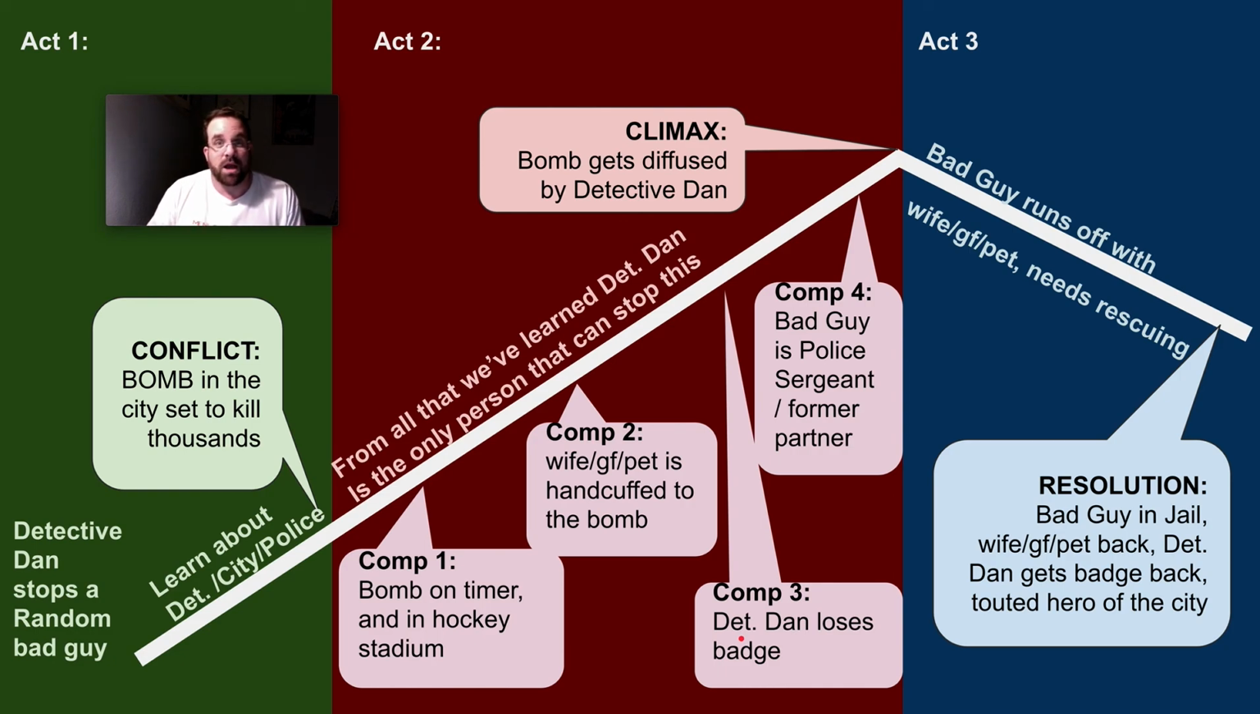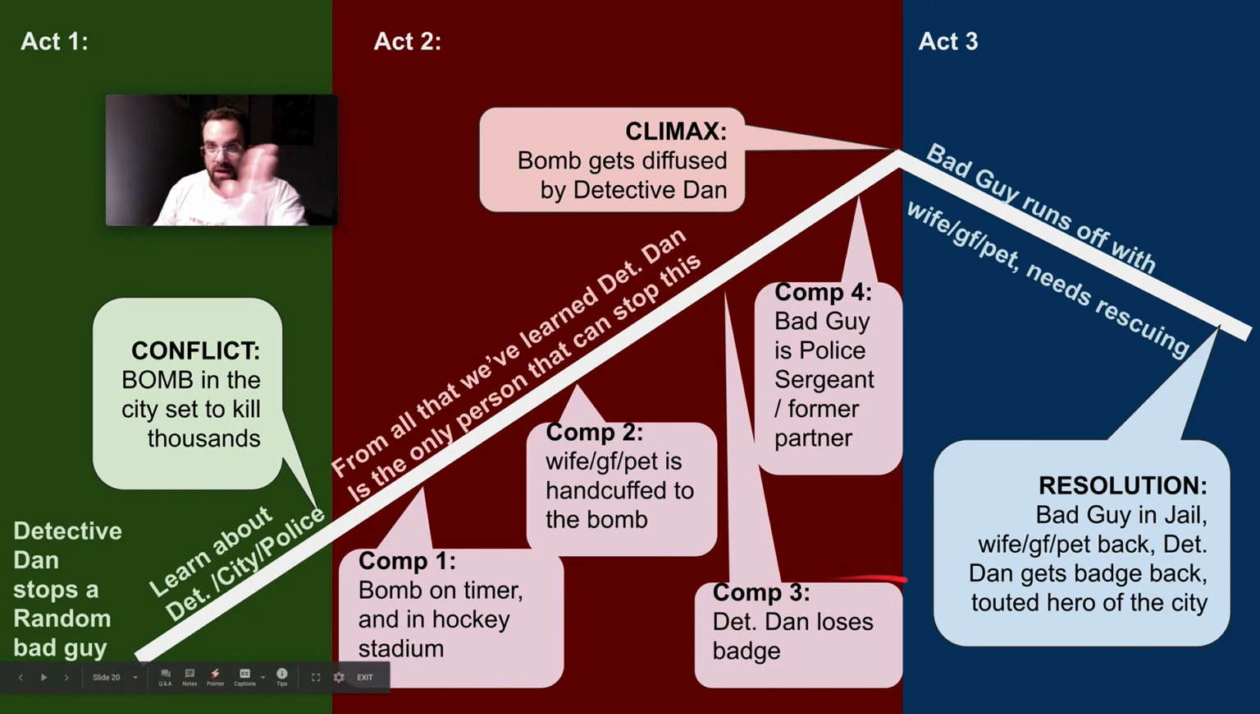And complication 4: it turns out the bad guy, big twist, is a police sergeant or his former partner, right? And he discovers that right before he's about to defuse the bomb, or there's some clue involved in that bomb, and he's like, "Oh my goodness, I know." So then, boom, he saves the day and defuses the bomb.